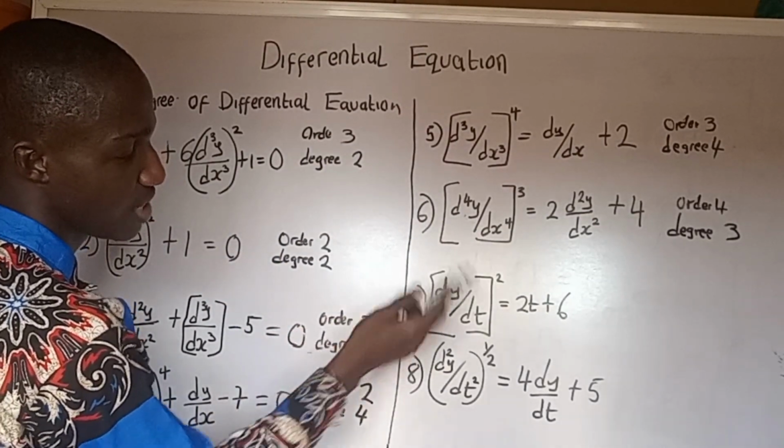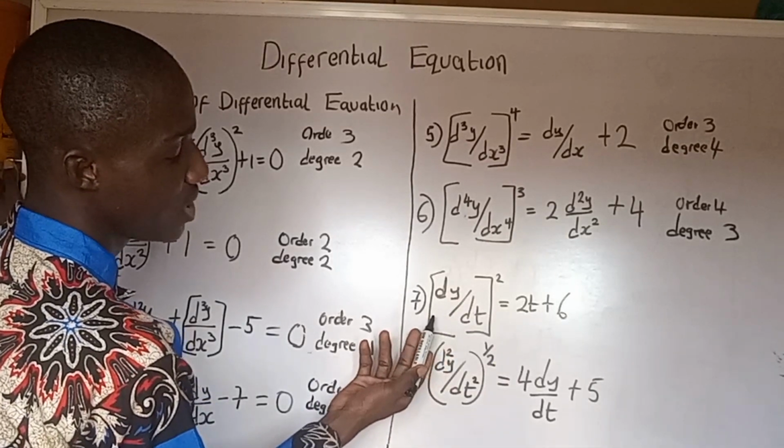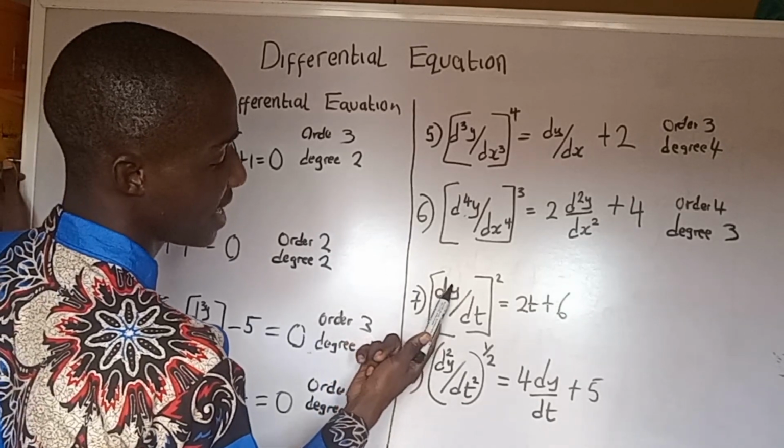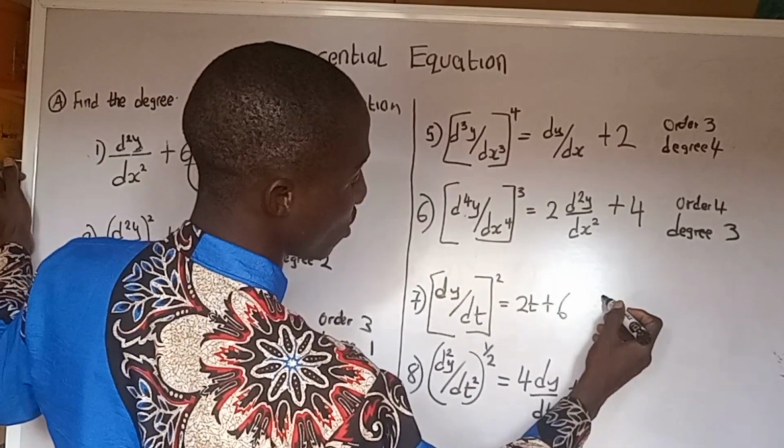We have dy dt raised to the power of 2 equals 2t plus 6. Since the order here is 1, this signifies that this differential equation has been differentiated only one time. So the order is 1.